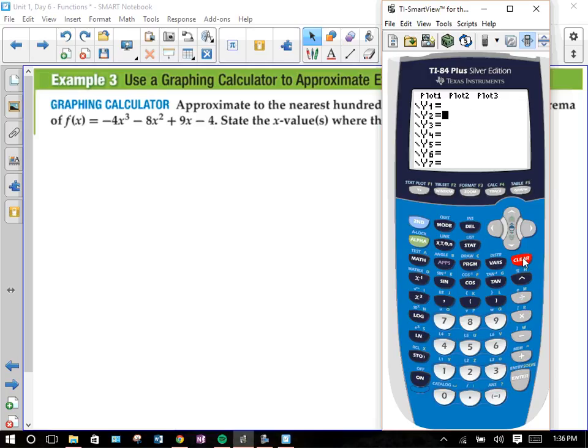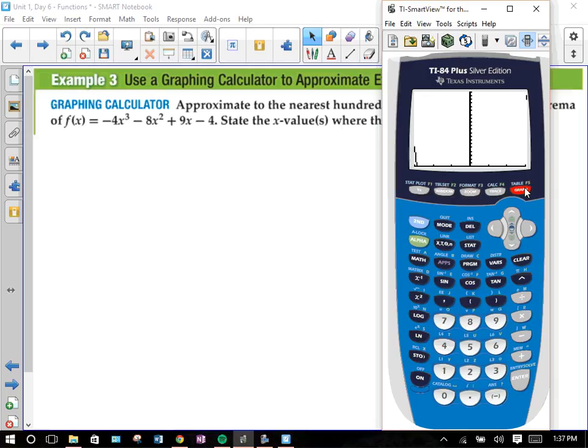Alright, clear everything out. What I need to do is type in that function right there. It says -4x³ - 8x² + 9x - 4. Just to be on the safe side, go ahead and graph.